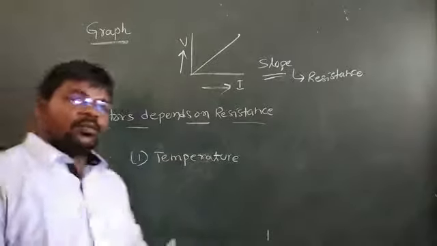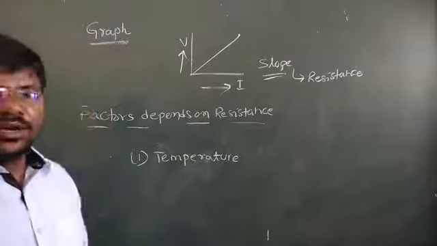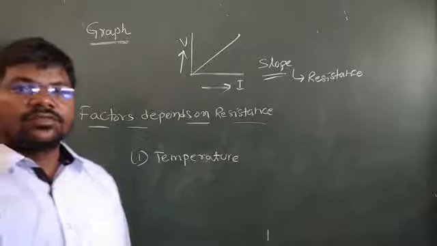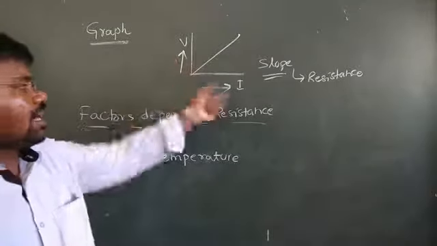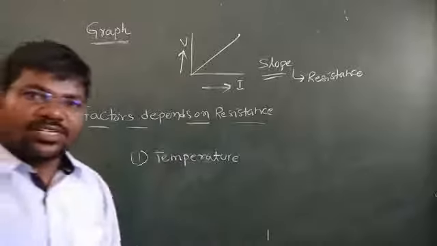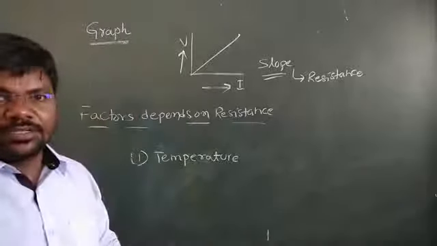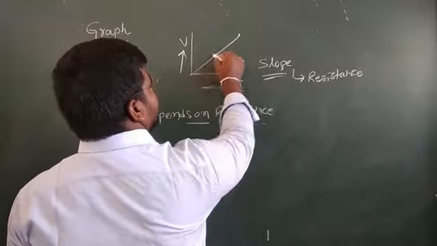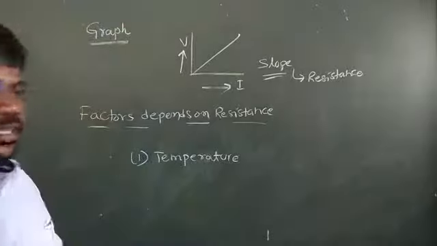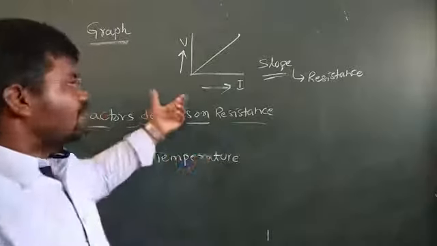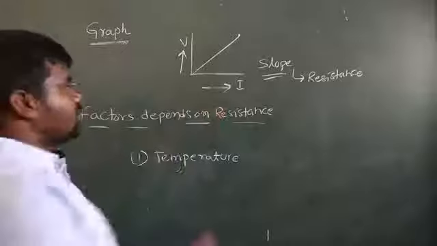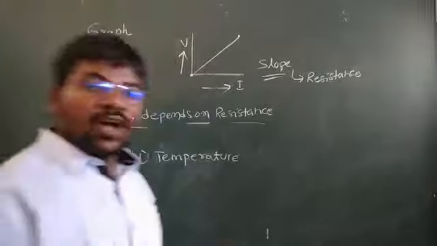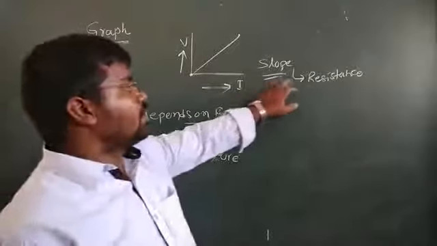We know that both increase linearly, meaning as the potential difference increases, the current also increases. So we can draw the graph between potential difference and current. Since both increase together, the graph is a straight line passing through the origin. Here, from the graph we have to find the resistance.